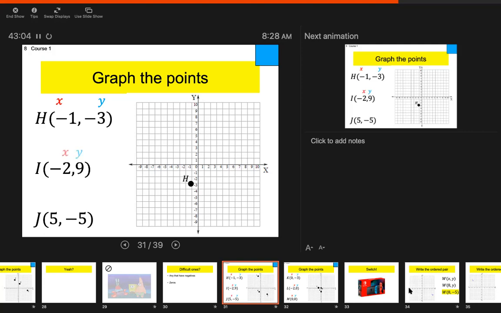Second one, -2, -9, that is? Left 2, up 9. So I go left 2, straight up to 9, and I put it up. Like I said, I can see the numbers. That one was easy. Okay, it becomes a bit more challenging when farther away from the numbers. I'm halfway around the numbers now. What's it say to do? We'll go 5 right and go 5 down.